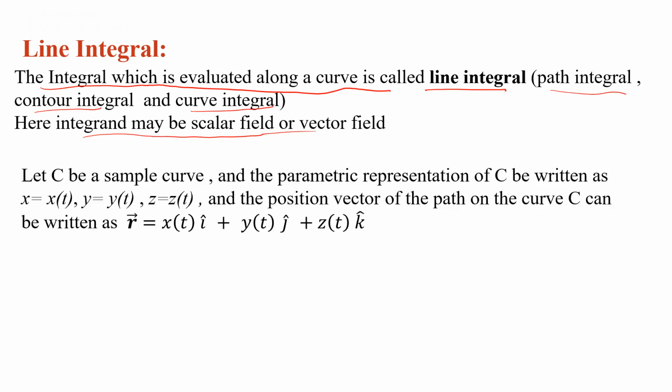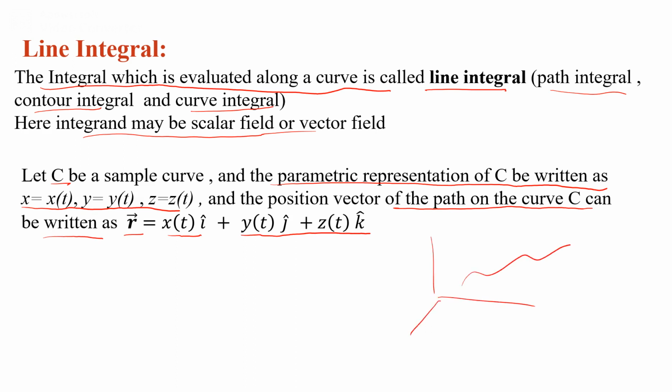Suppose we have a simple curve C, and the parametric representation of that C is written as x equal to x(t), y equal to y(t), and z equal to z(t). The position vector of the path on the curve C can be written as the vector r, which is x(t) i, y(t) j, and z(t) k. So suppose we have a curve and we have to integrate along this curve.